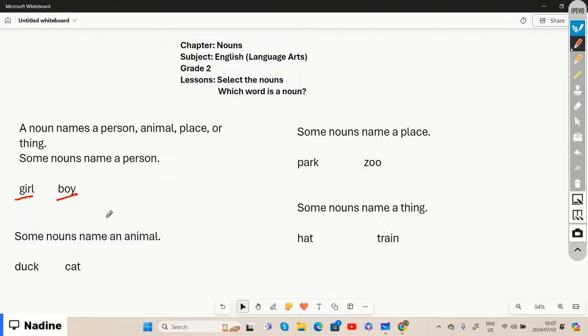And then we have some of our nouns that names an animal, all right? So, and if we think of nouns that names animals, then it's words like a duck, cat, dog, fish. Literally, the list goes on with any specific animals, right?